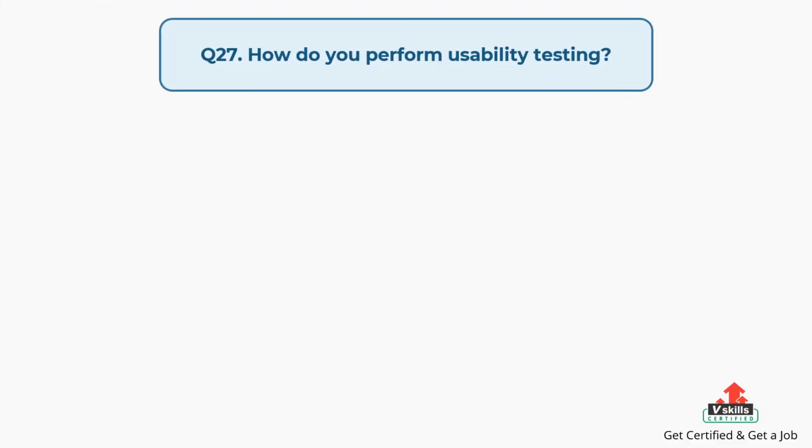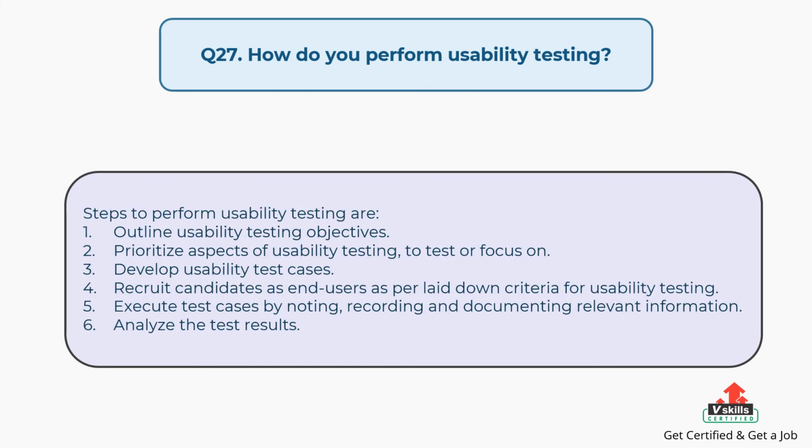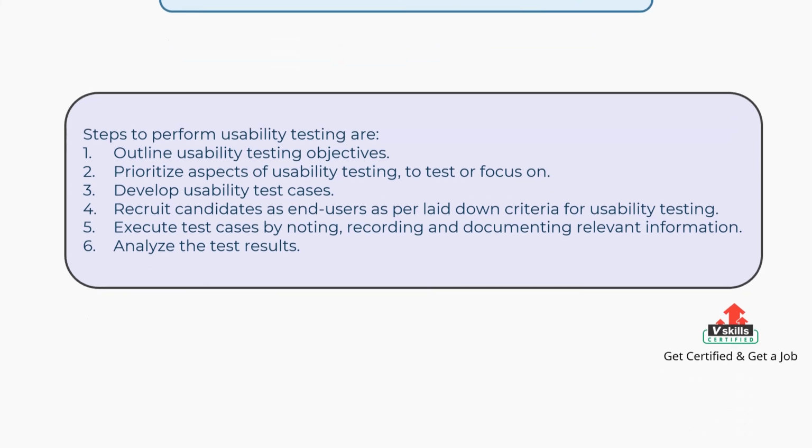Question number 27. How do you perform usability testing? The answer is: steps to perform usability testing are: firstly, outline usability testing objectives. Secondly, prioritize aspects of usability testing to test or focus on. Then, develop usability test cases. After that, recruit candidates as end users as per laid down criteria for usability testing. Next, execute test cases by noting, recording and documenting relevant information. Lastly, analyze the test results.